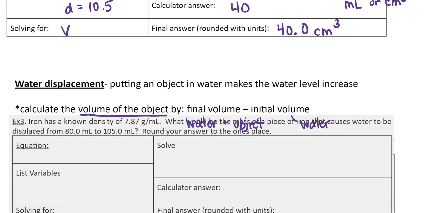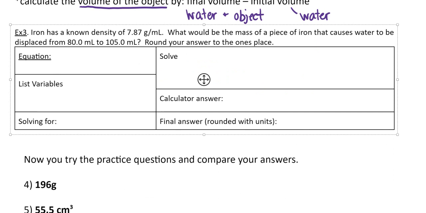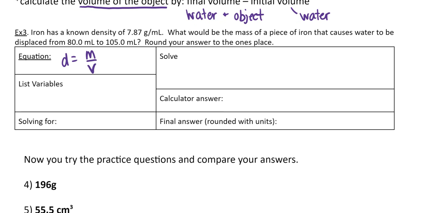So let's try another example here. And we'll practice with the water displacement. We're going to start the same way. D equals m over v. All right, I see right here that number has grams per milliliter, so it must be a density number.